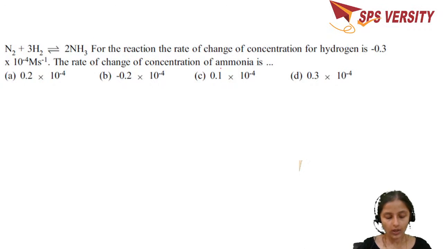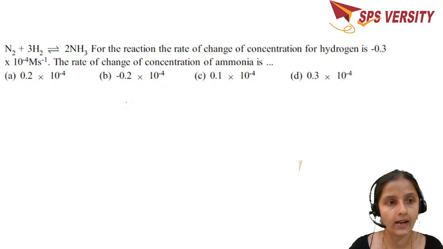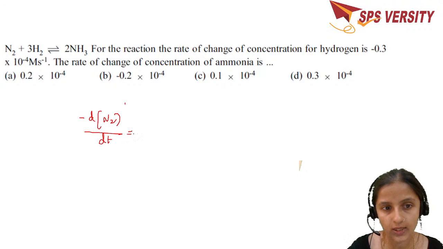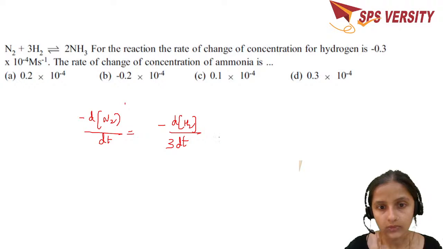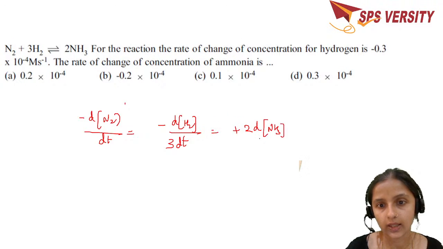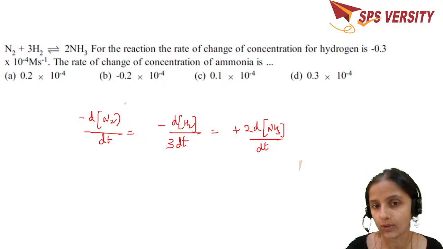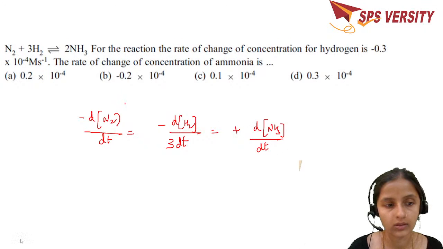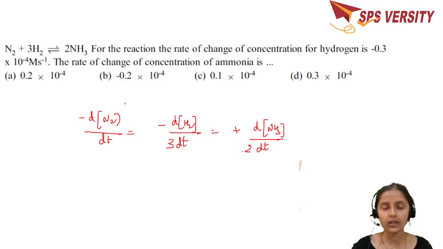Okay. So how do you write the rate expression for this? Minus d[N2] divided by dt, as it is a reactant, which is equal to minus d[H2] divided by 3 dt, which is equal to plus dNH3 divided by 2 dt. Am I right? No, this 2 should come in the denominator.